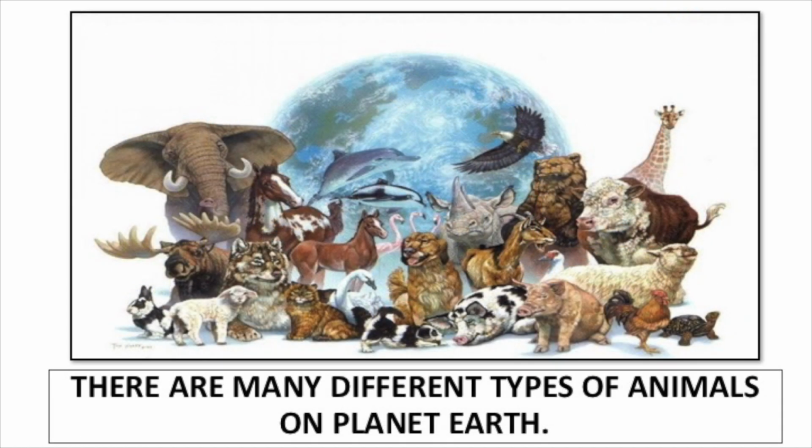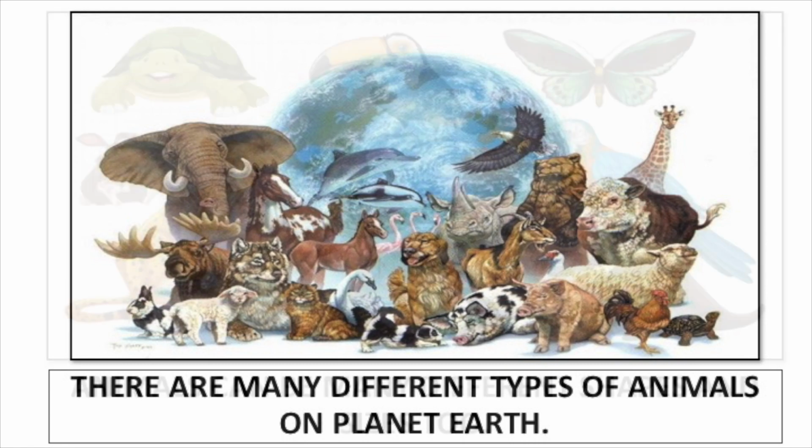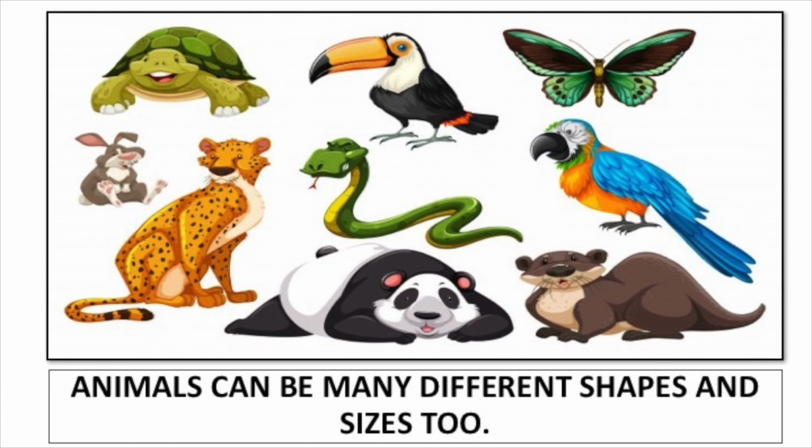There are many different types of animals on planet Earth. Yes, hundreds, maybe thousands of different types. And do they all look the same? No. As we've learned earlier, all animals are different. Some are similar, but some are different. And let's take a look at the different types. Animals can be many different shapes and sizes too.